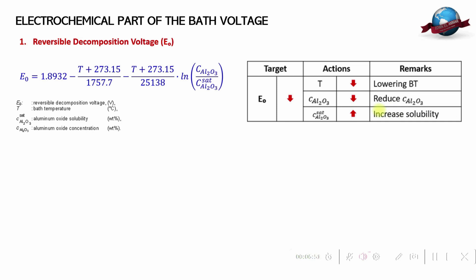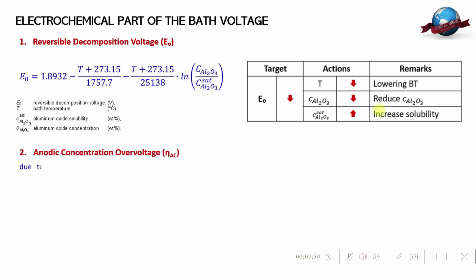1. Lowering bath temperature, T, by controlling bath acidity. 2. Reducing alumina concentration in bath by applying appropriate feeding system tools. 3. Increasing alumina solubility by synchronizing hardware and software.